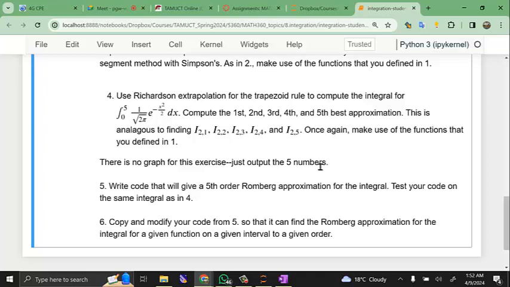All right, so then write code to give a 5th order Romberg. This builds on the previous one because these estimates give you, then you go to the next level and the next level and the next level. Right. Okay. Then number 6, copy and modify your code from 5 so it can find the Romberg approximation for the integral for the given function on a given interval to a given order.